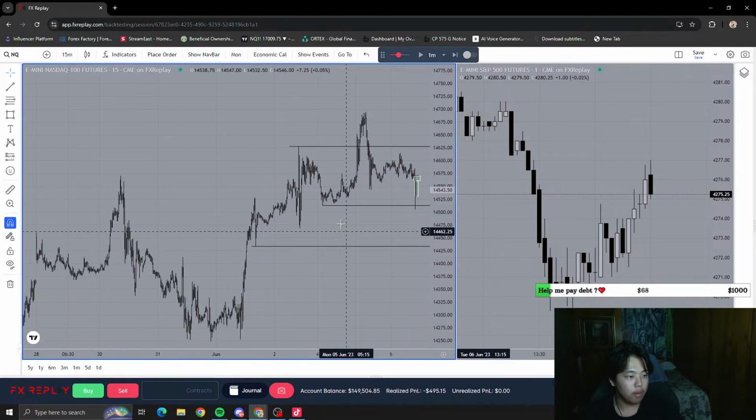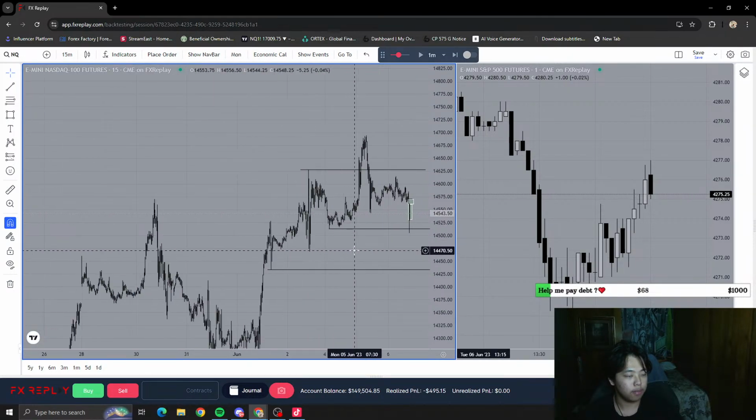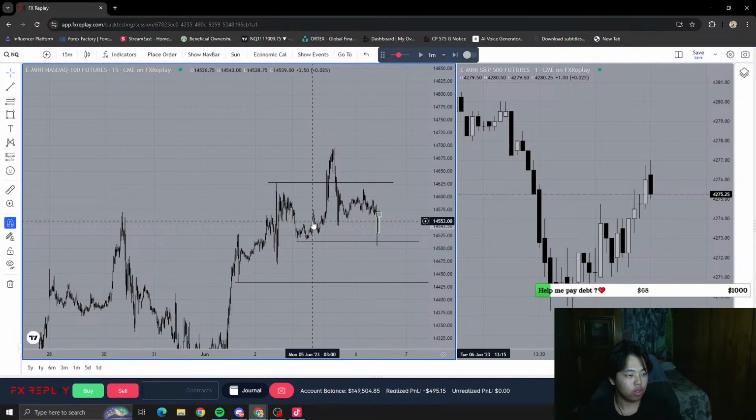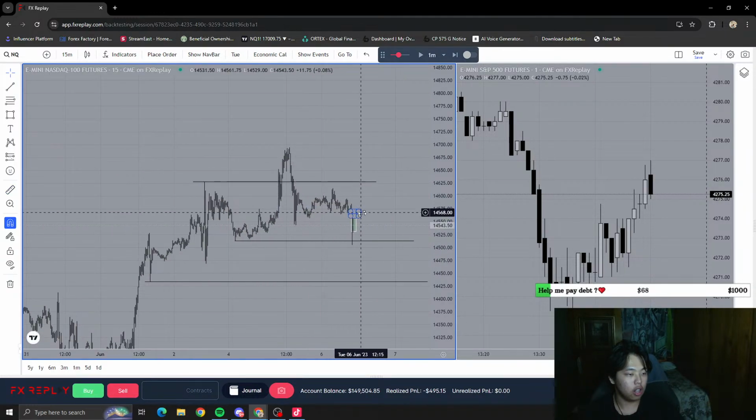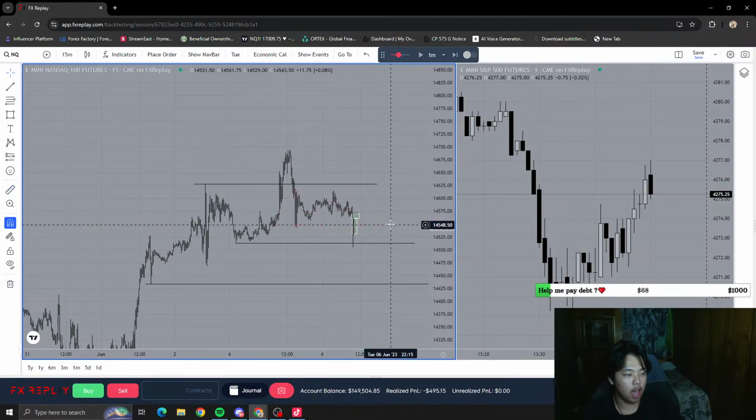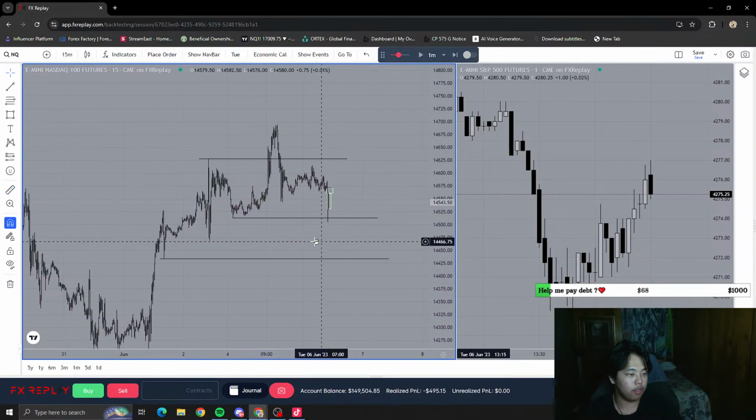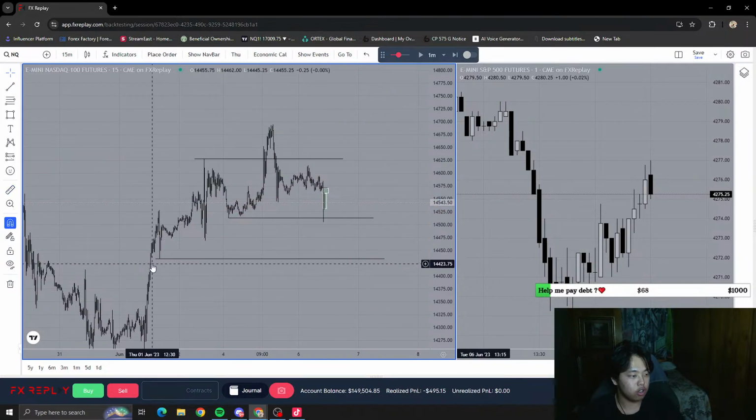Like, this is your market maker buy or sell model here. We end up coming up, hitting a point of interest, start to consolidate, start to chop around, come down, and this is your first take profit. This is your second take profit. This is your third take profit here.